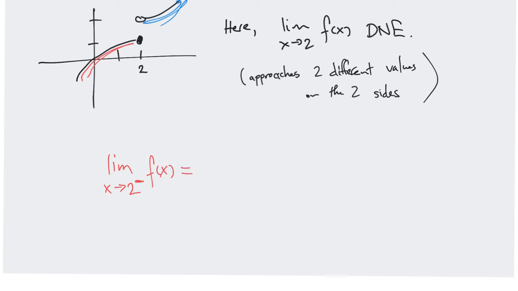What do you say? Can someone shout it out? What is the limit from the left in this example? I see people are showing me a finger. The answer is 1, right? If you follow the curve approaching 2, but from the left side, the curve goes to a y value of 1. So this is 1. Great. How about from the other side?